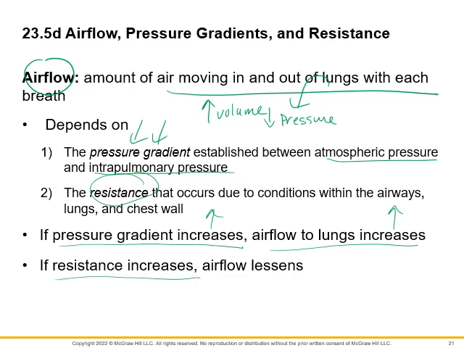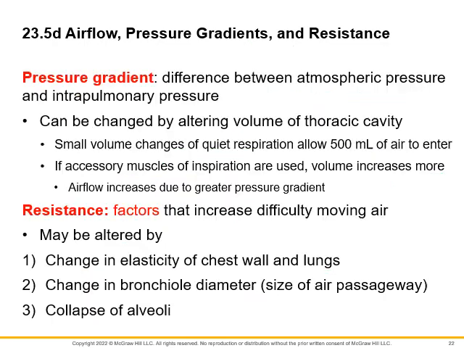If resistance increases, airflow goes down. So remember resistance when we talked about blood flow, right? Bumps in the road. So think about the same thing with air moving into your lungs. If you have anything blocking the flow of air moving into your lungs, the amount of air moving in and out is going to lessen. So pressure gradient, difference between atmospheric pressure and intrapulmonary pressure. This changes by altering the volume of the thoracic cavity.